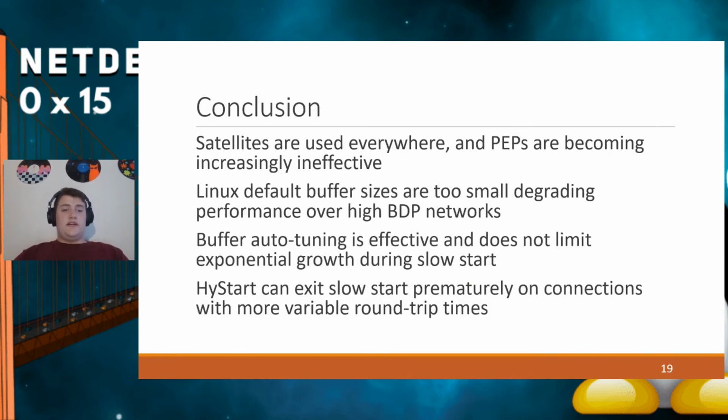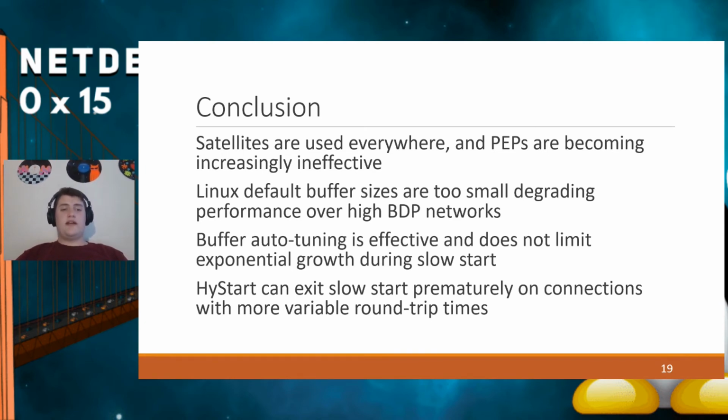So in conclusion, satellites are everywhere, and these performance-enhancing proxies and TCP proxies are becoming increasingly ineffective, meaning that it's more important than ever that we improve the overall performance over satellites without these. We found that increasing the default buffer sizes on Linux actually led to better performance over high BDP networks, and so this transcends just satellite networks to any high BDP network, and increasing these would help any of those networks.